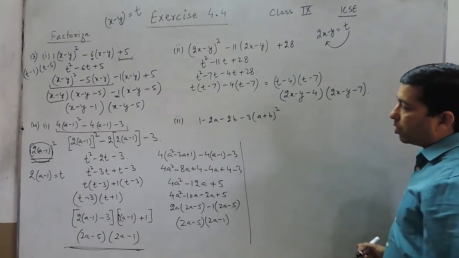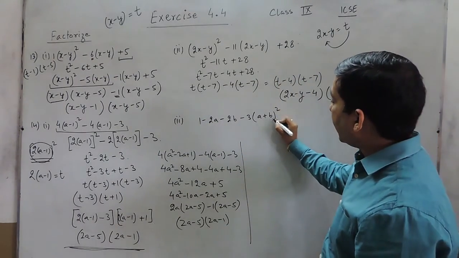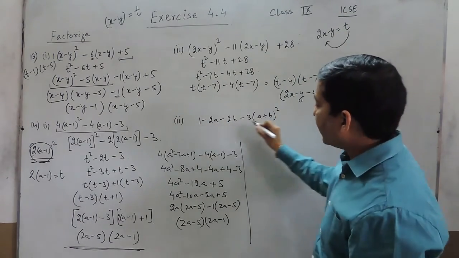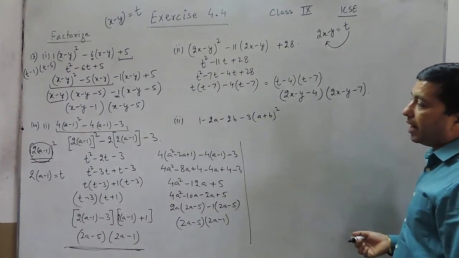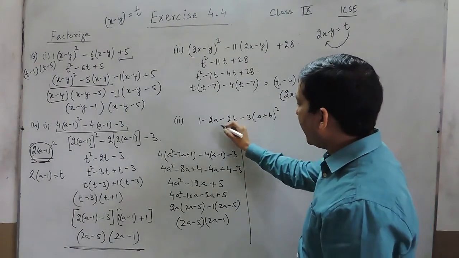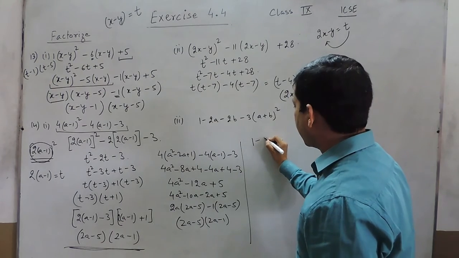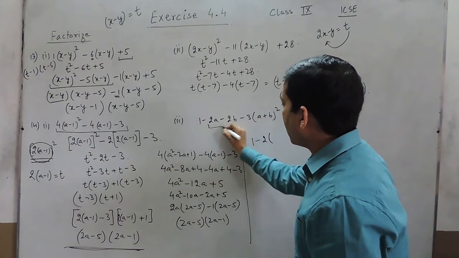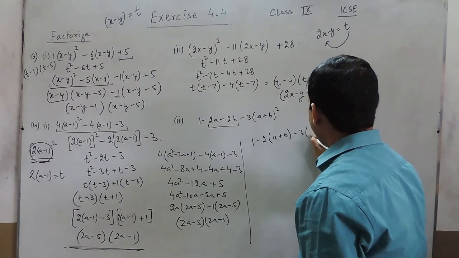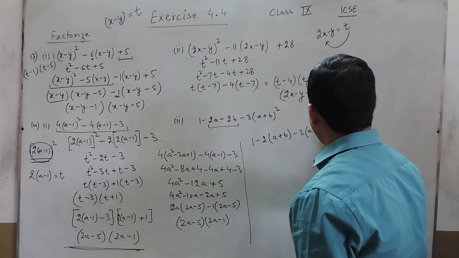Part 2 of question number 4. Here it is again (a plus b) whole square, but except this there is no context of a and b. Again there are two ways of solving it. One of the ways: I can take common out of these two terms, it becomes a plus b, and minus 3 times (a plus b) whole square.